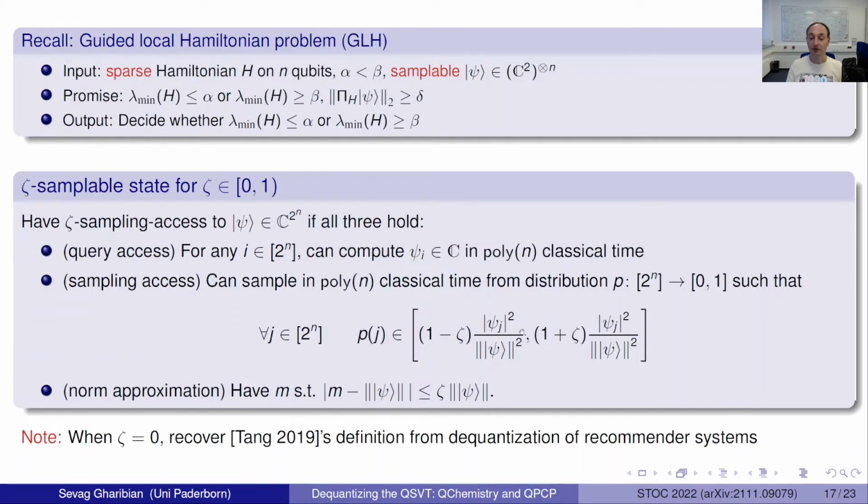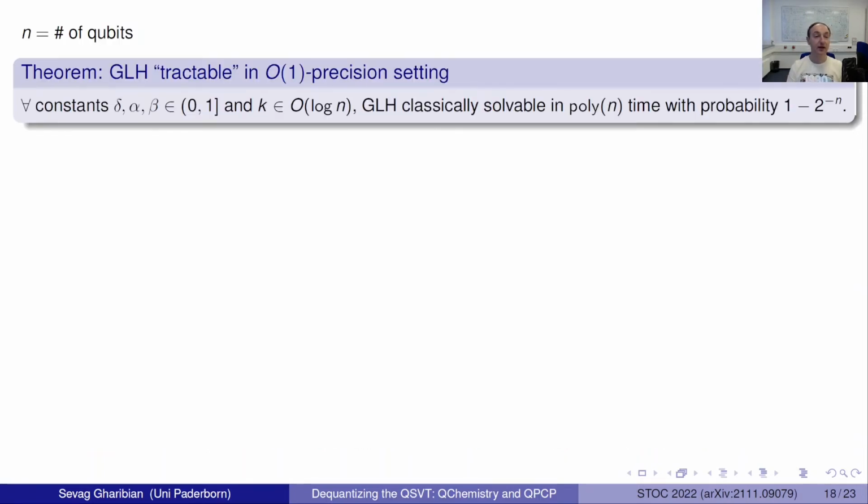Meaning, if I have elements in my vector which have very large weight, well, then I'll be very likely to see those indices, right? It's helping me zoom in on those heavy entries of this vector psi. Okay? So that's what we're going to mean henceforth by sampling access. And when zeta is 0, this is essentially just Tang's original definition from her celebrated breakthrough work on dequantization of recommender systems.